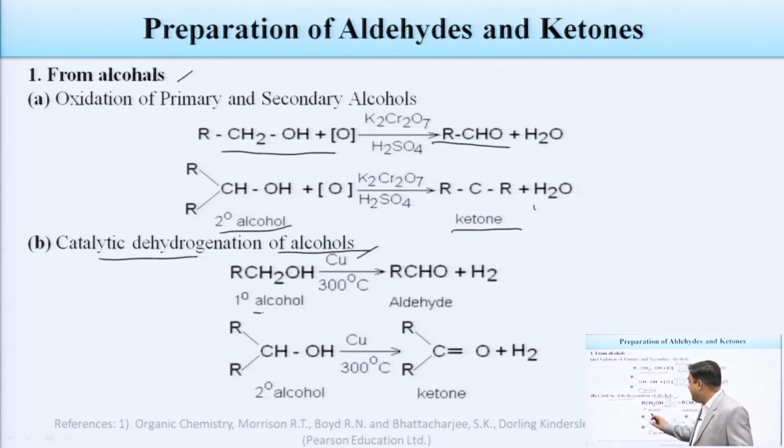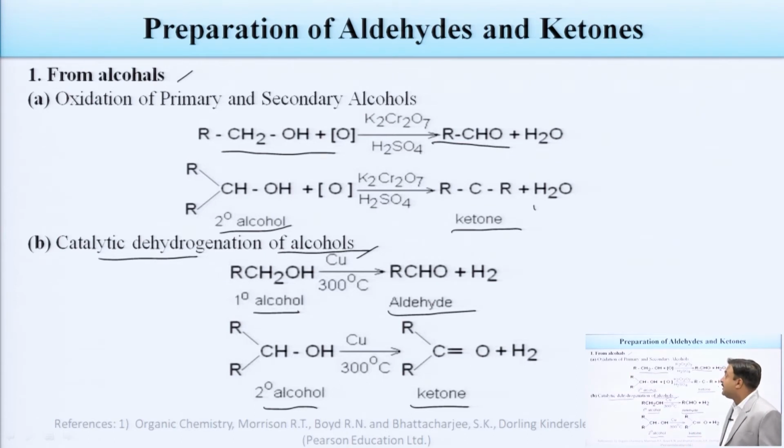So, you can see primary alcohol at high temperature, up to 300 degrees centigrade, in the presence of copper will provide aldehyde as a product, while secondary alcohol in the presence of copper at high temperature up to 300 degrees centigrade will provide ketone. So, these are very important methods for the preparation of aldehyde and ketone. You have to remember that primary alcohol will always give aldehyde, secondary alcohol will always give ketones.